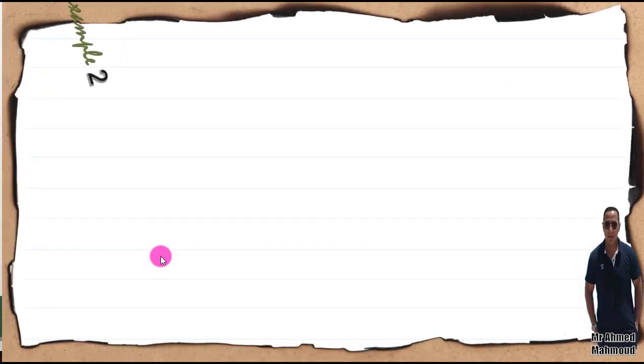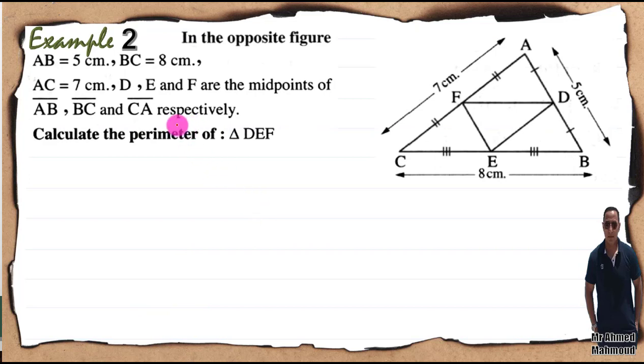Now example 2. This is a proof here. AB is 5, BC 8, AC equals 7. D, E, and F are midpoints. Find the perimeter of triangle FDE. Okay. First we have this line equals half of 8, so FD equals 4. And this line equals half AC equals 3.5. And this line equals half AB equals 2.5.